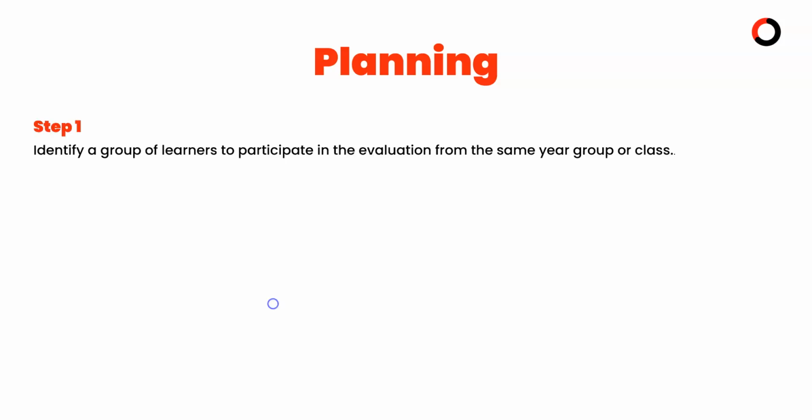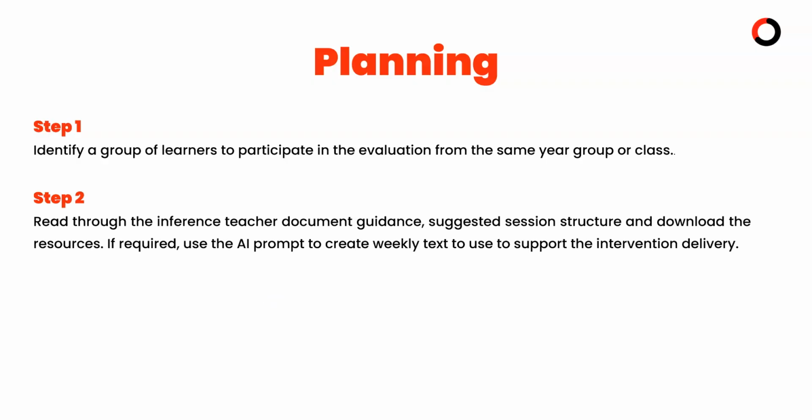So planning. Let's look at a step-by-step approach to setting this up in your school. Step 1. Identify a group of learners to participate in the evaluation from the same year group or class. Step 2. Read through the inference teacher document guidance, suggested session structure, and download the resources. If required, you can use an AI prompt to create weekly text to support the intervention delivery.